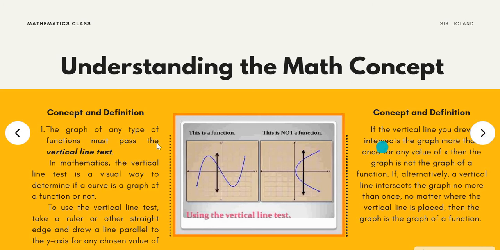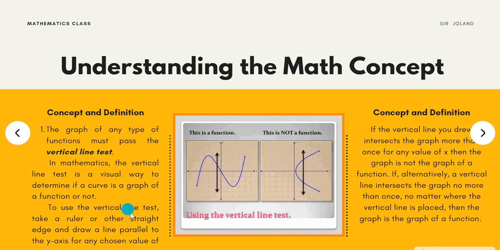Next, concept. For our understanding the math concept, first, in this lesson, we need to take note that the graph of any type of functions must pass the vertical line test. So, medyo familiar na kayo dito sa vertical line test kasi nababanggit na to sa mga previous years ninyo sa pag-aaral sa math. But, balikan lang natin. Again, what is a vertical line test? Is a visual way to determine if a curve is a graph of a function or not.